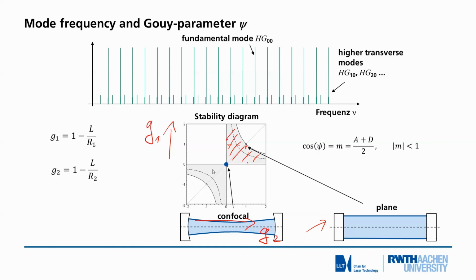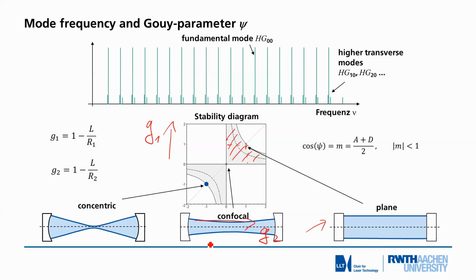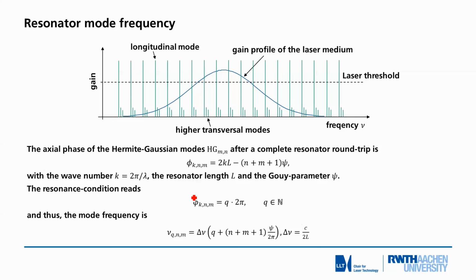And if we continue, then we come to a concentric resonator at the other end of the stability area before we get into an unstable area. This picture again shows now both. It shows the longitudinal modes and it shows the higher order transversal modes as the slightly separated shifted lines. And the whole thing again now is enclosed, or is underneath, the gain curve of the medium.